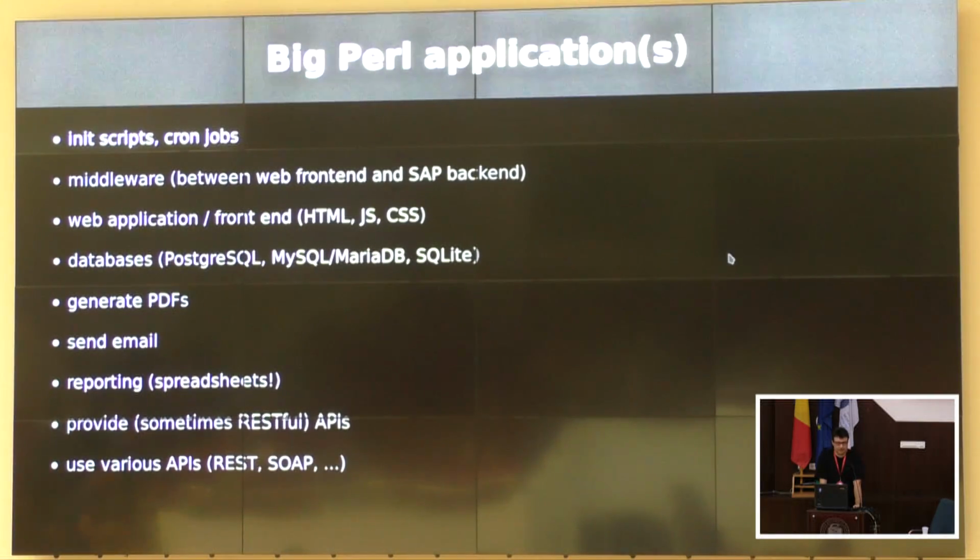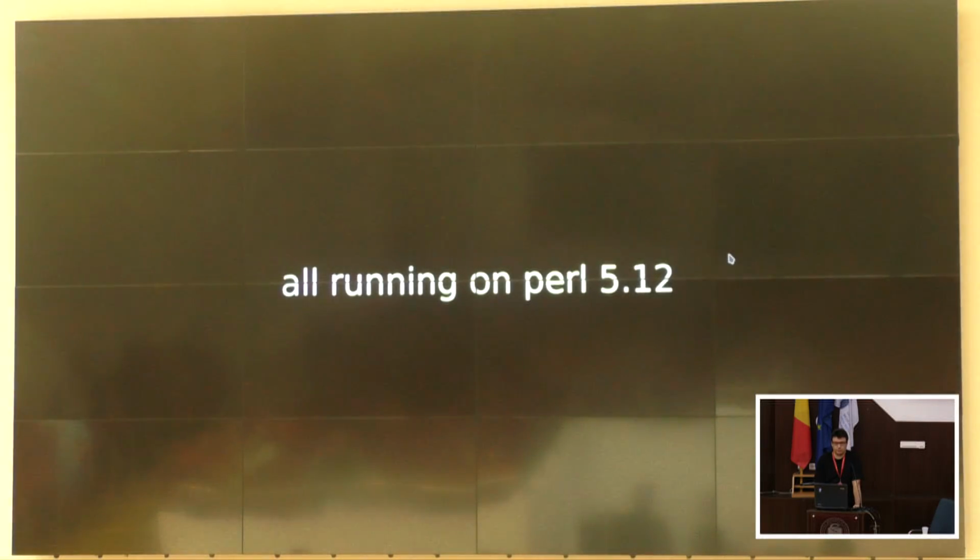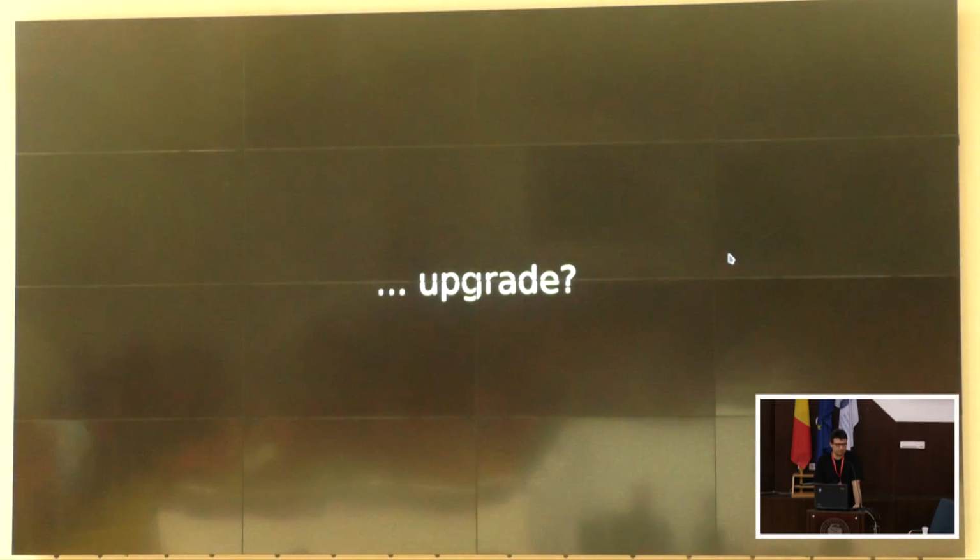And we have a pretty vital Perl application that does all kinds of things. And well, you see here some things. It sends email. It's a web application. Yeah, it does not everything, but very much does a lot. And all of it is running on Perl 5.12. So I thought about, well, maybe we should upgrade that because there are newer versions out.